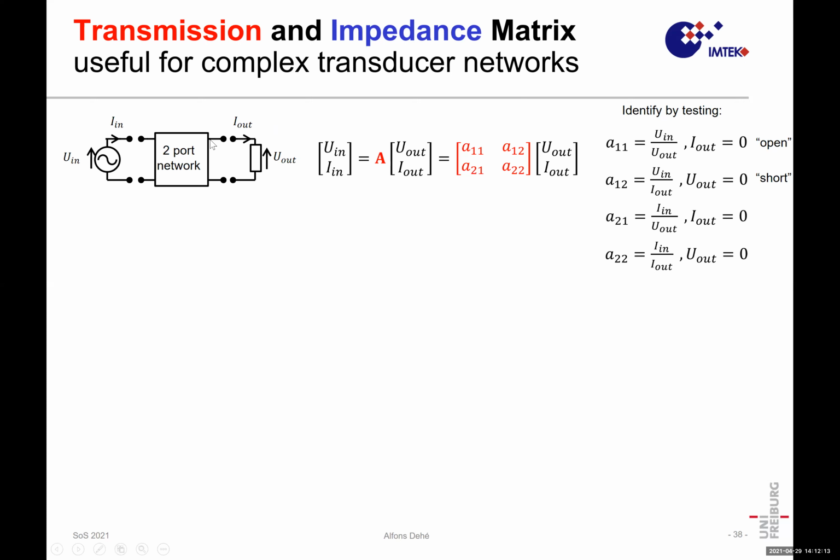And assume we have a network with an input and an output, and we don't know exactly what is inside, but we can formulate this as a two-port or four-pole description, where we have, for example, a source at the input and a load on the output. And the simple formulation is done with this A matrix or transmission matrix. So we have input parameters on the left-hand side, output parameters on the right-hand side, and the transmission matrix is in between. So this transmission matrix can easily be given with A11 to A22 parameters.